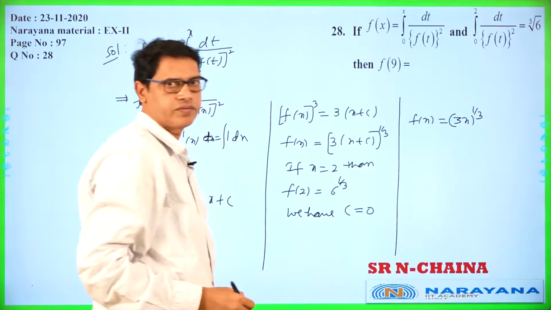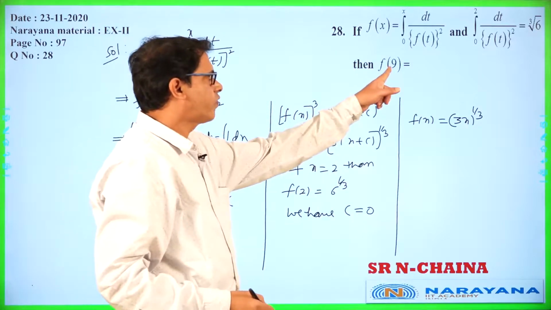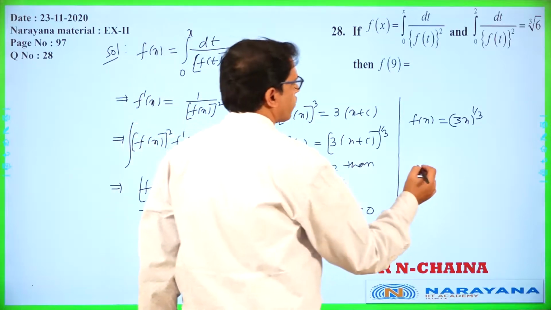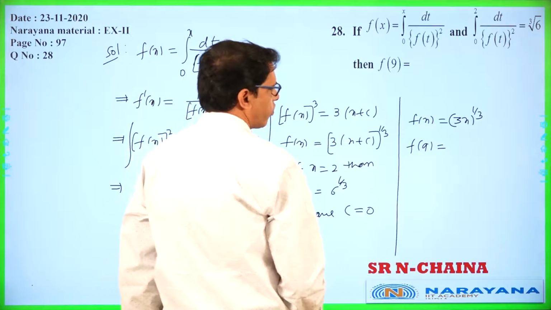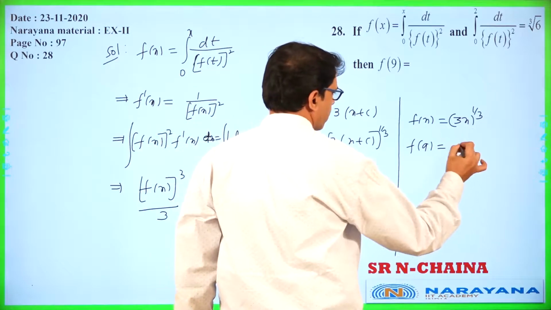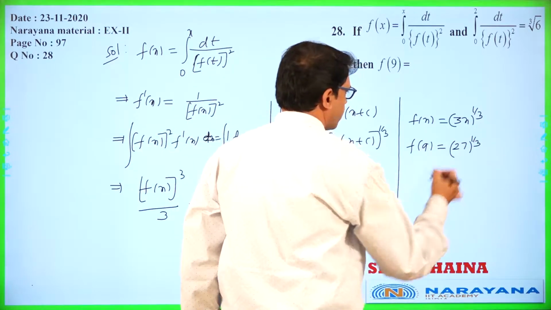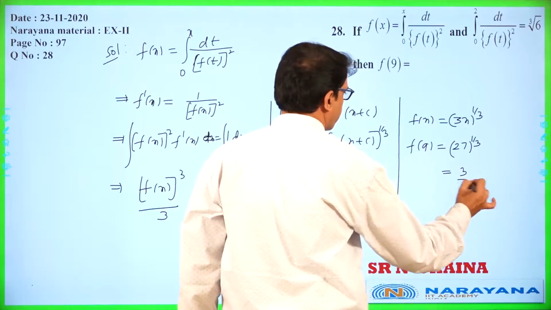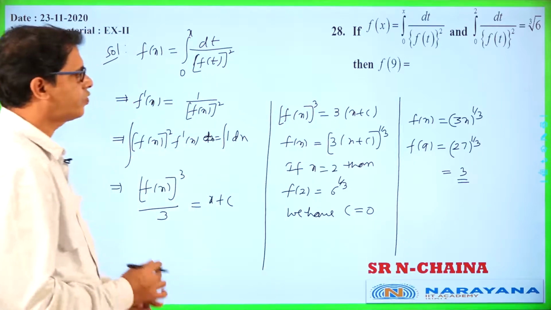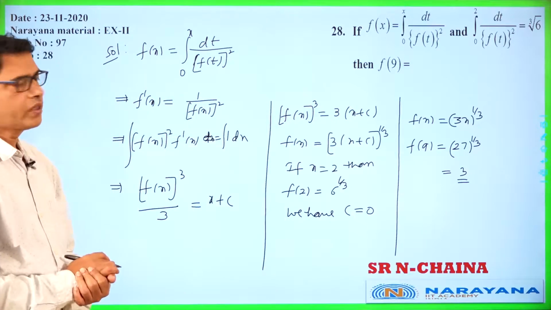This is the function. Now f of 9 is required. Therefore, f of 9 equals, how much? 3 into 9, so 27 whole to the power 1 by 3. That equals, since 3 cube is 27, 3. So f of 9 equals 3. Okay. Next one.